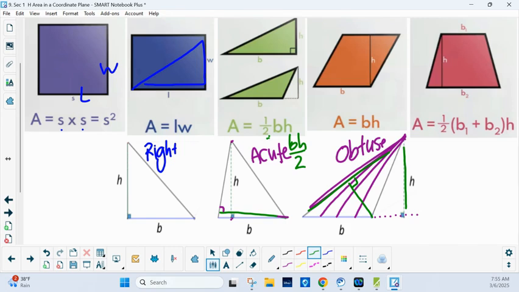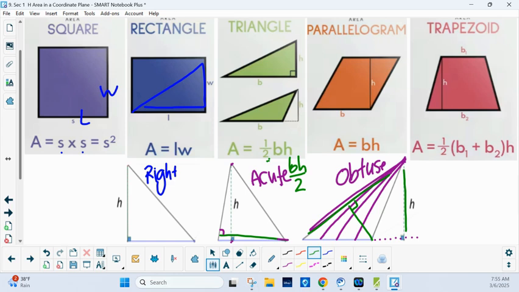The next one is a parallelogram. It's like a rectangle, but as you can see, it's just kind of squished over. It's been squished over. Parallelogram. What's true about its sides? Any ideas?